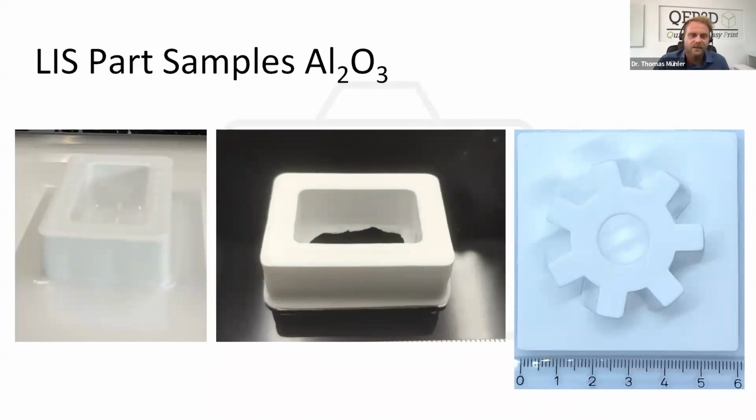On the left, the molded hollow block. In the middle, the hollow block already dried and ready for sintering. And on the right, this rotated gear. The components are already very close to contour and just require little or no green processing.